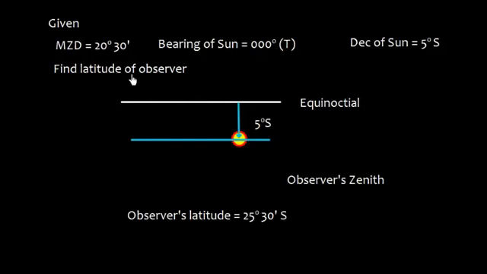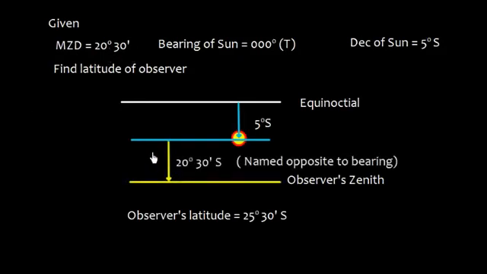That means the zenith distance will be 20 degrees 30 minutes south. That means this is 20 degrees 30 minutes south, like this, because it is named opposite to the bearing. So we can easily find the observer's latitude as 25 degrees 30 minutes, and that will be south, from the equinoctial to the observer. This is the line at which the observer is located.